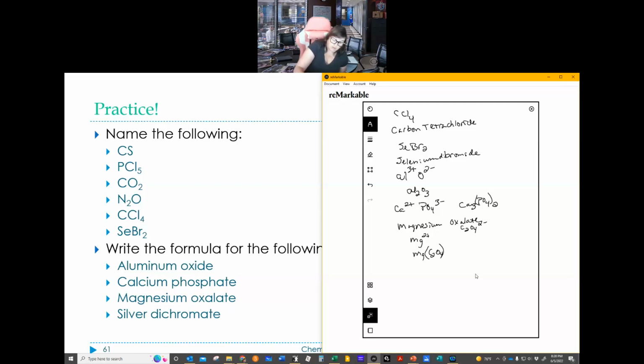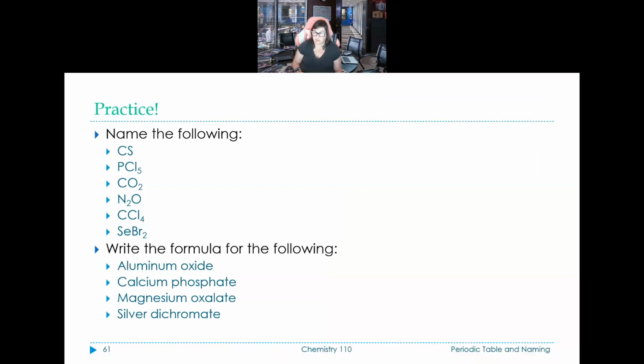And silver dichromate. Silver is Ag. It's typically 1 plus. Dichromate is Cr2O7 2 minus. So this is going to be Ag2Cr2O7. Okay? Awesome possum. Sweetness. We got through that too. Whew. I can breathe a little better now. Awesome. So let's talk about what's next.